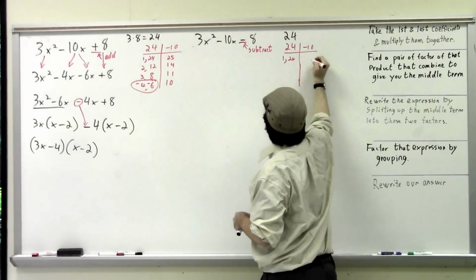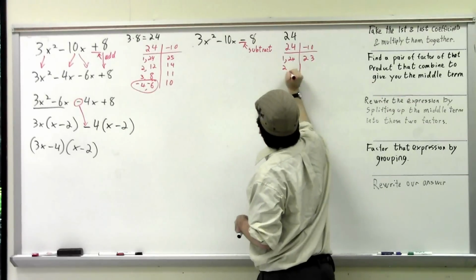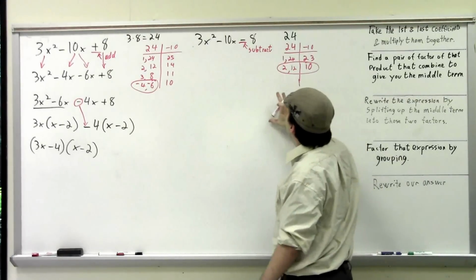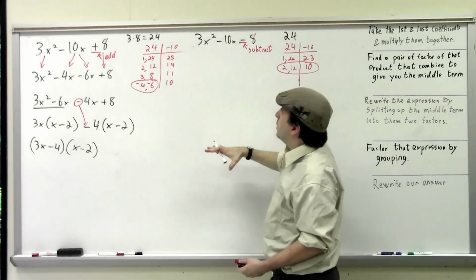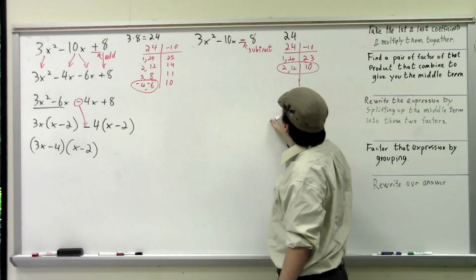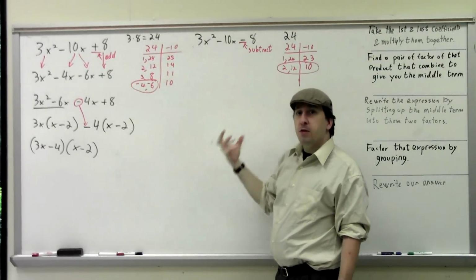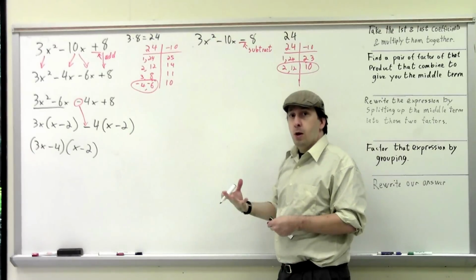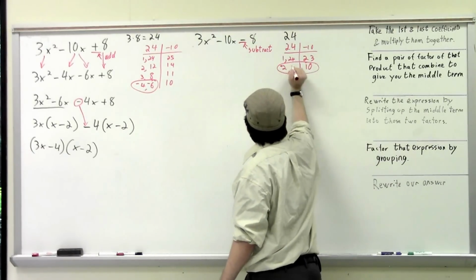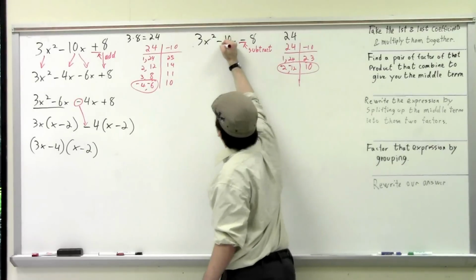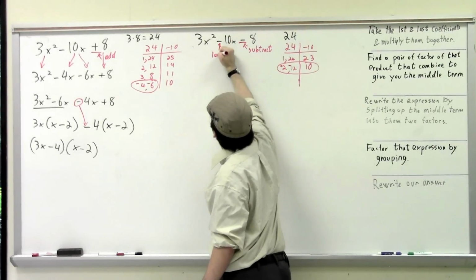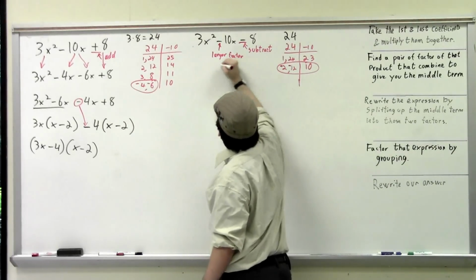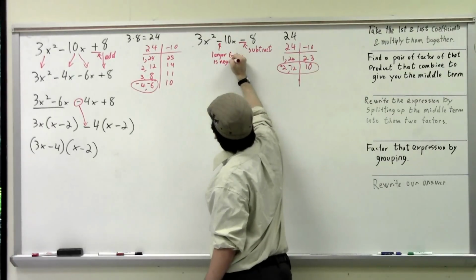So when I do 1 and 24, I'm going to get 23. I do 2 and 12, that's going to give me 10. So that's the pair that I want. Now the next question is, well, how do I tell which one's going to be negative and which one's going to be positive? Well, one way of thinking about it is you have to think about what you need to do to get negative 10. Okay? So in that case, I need a positive 2 and a negative 12. Okay? Another way of thinking about it is, if this guy is negative, then the larger factor is negative.